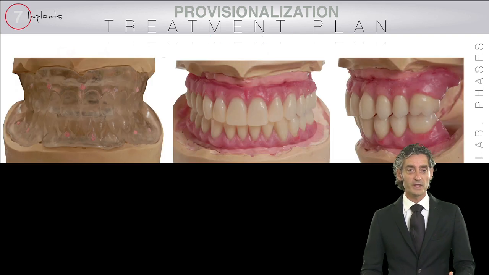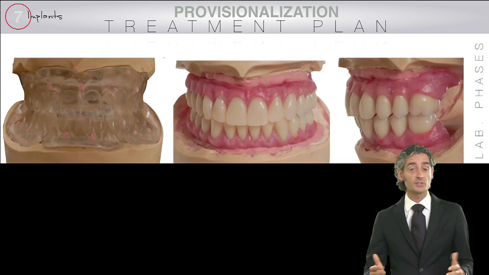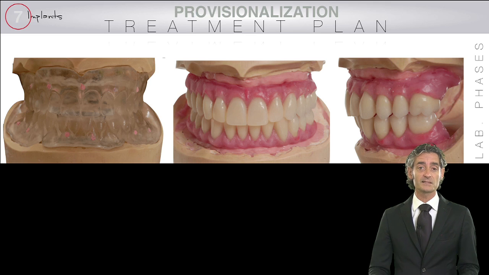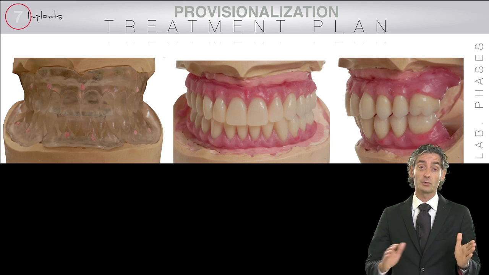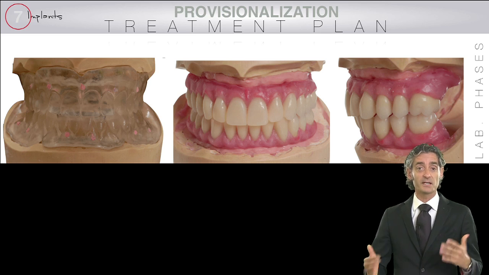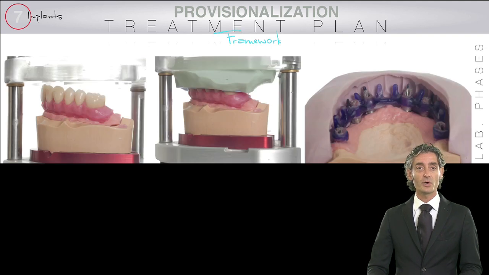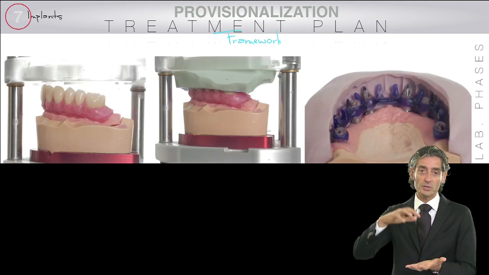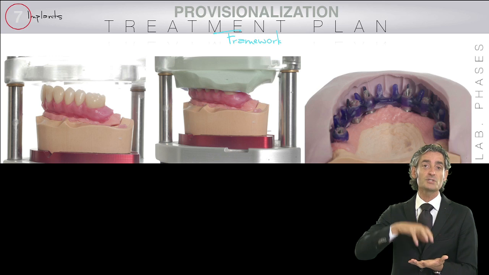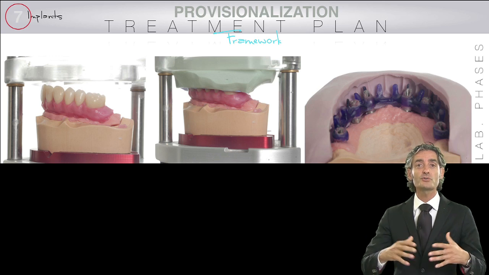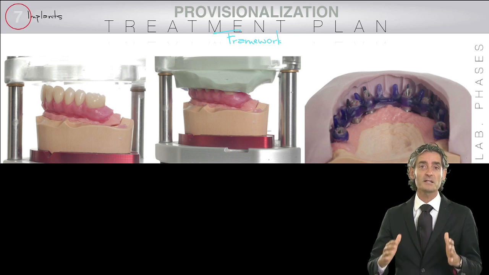And then with this, the technician is going to copy the same aesthetic, the same position, with a new wax-up, positioning the teeth exactly in the right position as it was before, exactly what we tested in the mouth that was aesthetically and functionally adapted to this patient. And then with the use of a verticulator, we are going to take the position of the teeth, and then we are going to create a framework, a metal framework.